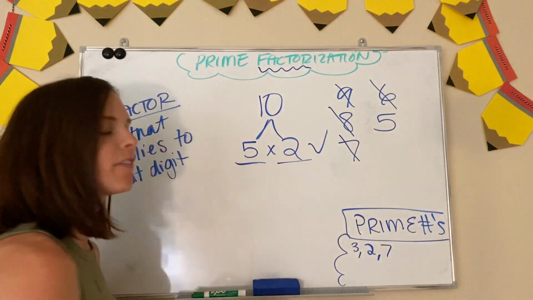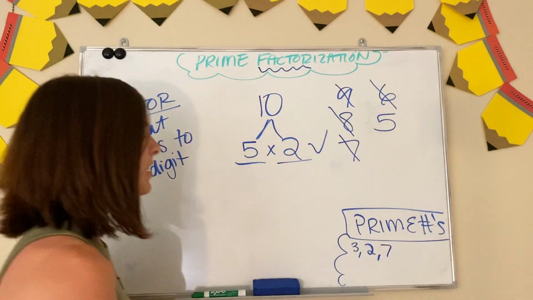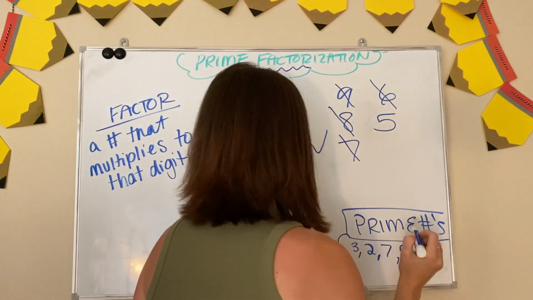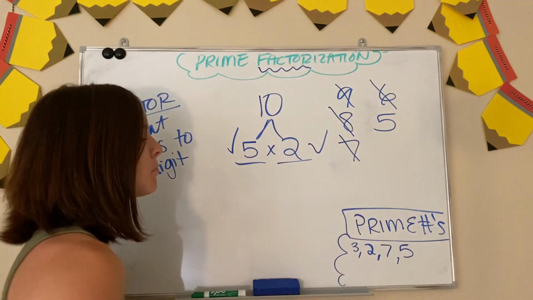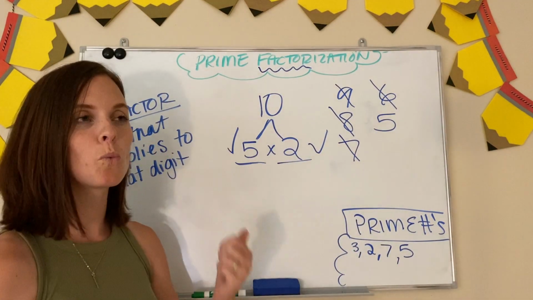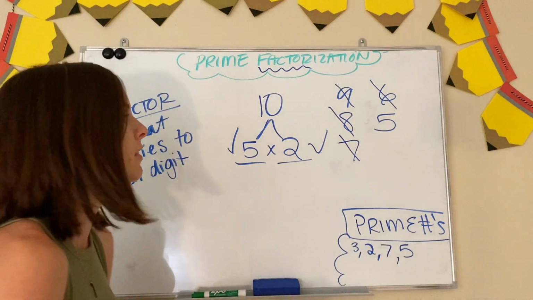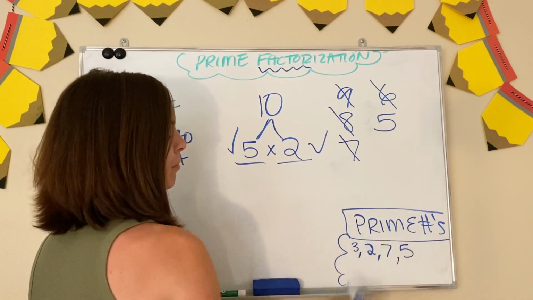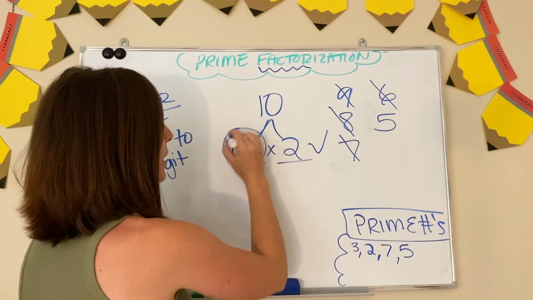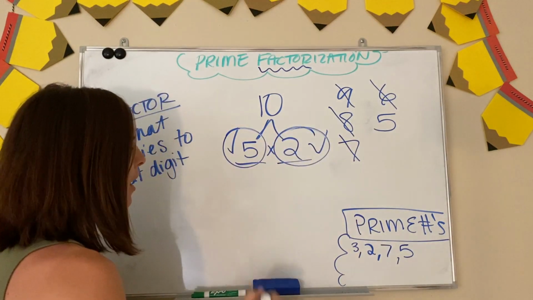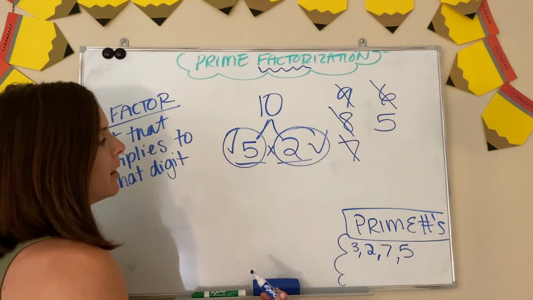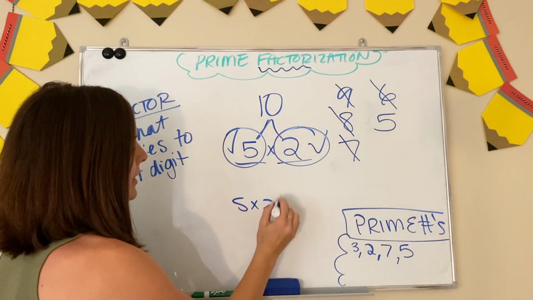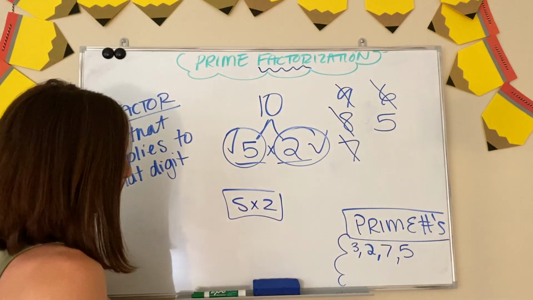What about 5? Is 5 a prime number? It is. 5 is prime. The only number that multiplies to give me a 5 is 1 times 5. There's nothing else. So I added 5 to our prime number list, and I don't have any other numbers that I can factor out because these are both prime. And so my prime factorization answer is 5 times 2.